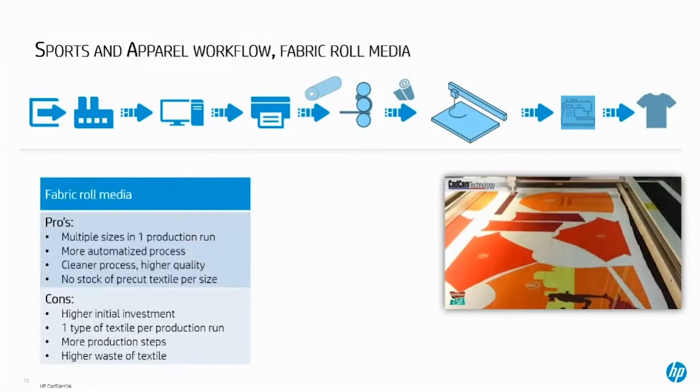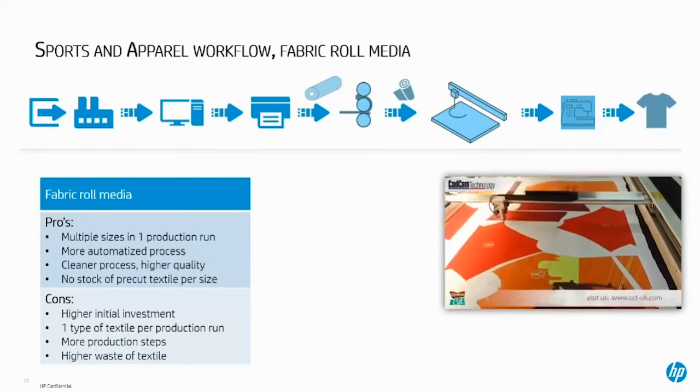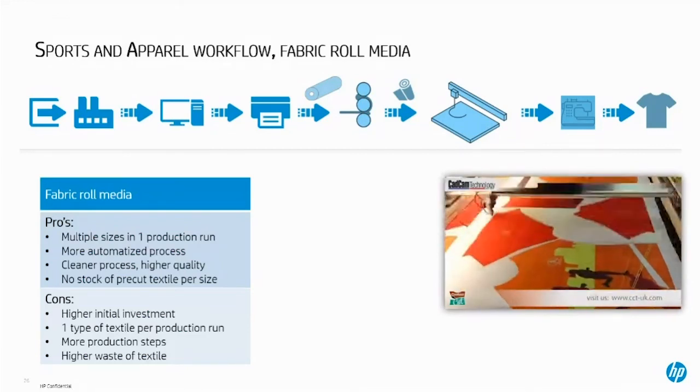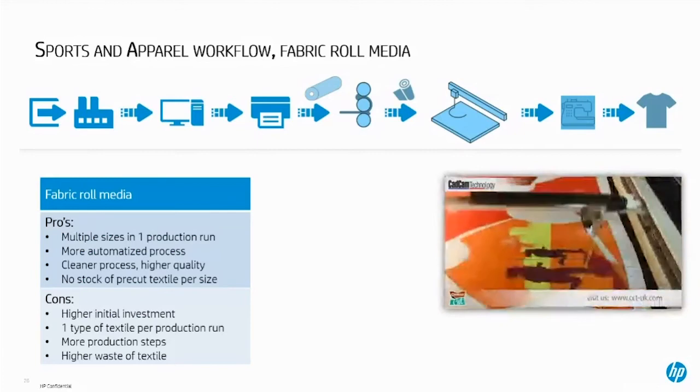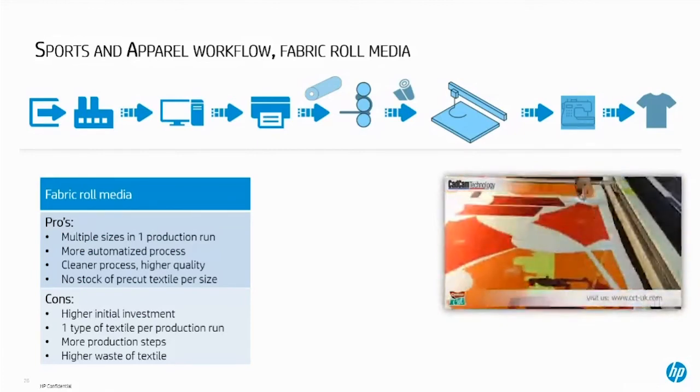So what are some of the pros and cons of roll to roll printing? Well, you can do multiple sizes in one run. It's a cleaner process and higher quality, and there's no stock of pre-cut textiles per size, so you don't have to keep a lot of cut material on hand. You just use the roll.